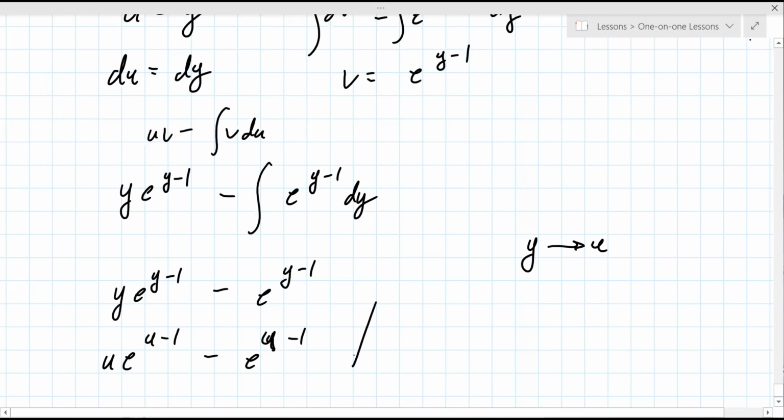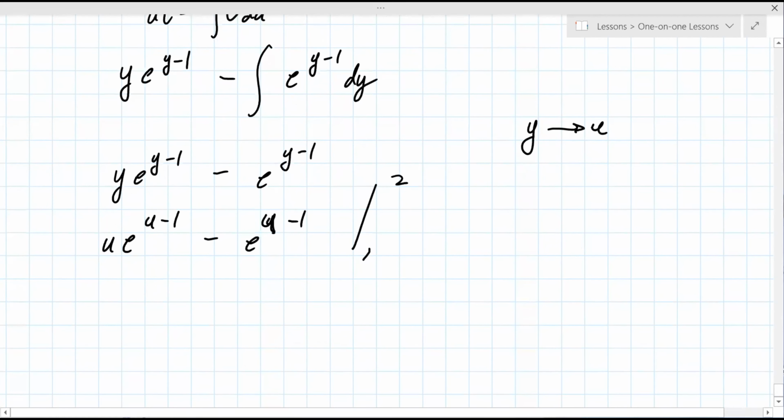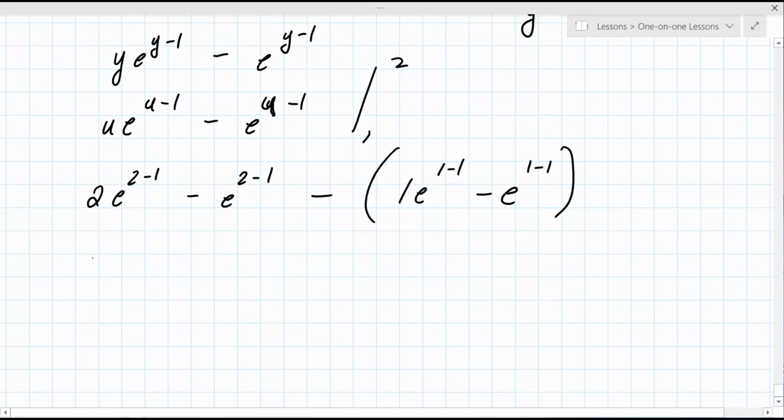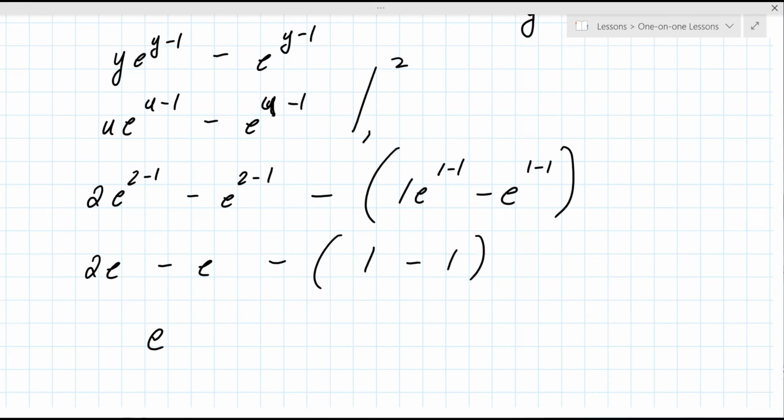But we have limits of integration to consider. I think we went from 1 to 2 was our change. So you have to put those numbers in now. So it's 2e to the 2 minus 1 minus e to the 2 minus 1 minus 1e to the 1 minus 1 minus e to the 1 minus 1 power. So this is 2e minus e minus e to the 0 is 1, and then that's minus 1 again, so that goes away. So it looks like it just becomes e. Oh, okay.